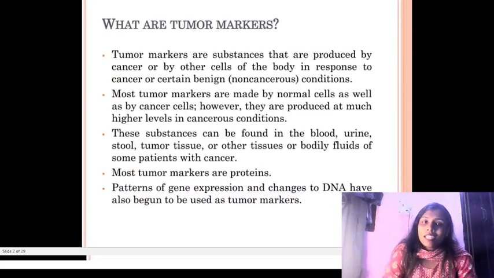So let us start. What are tumor markers? They are substances produced by cancer. The cancer cells in the body cause tumor markers to be released. There are various sites in the body, such as the liver and the breast. Let us see this today.